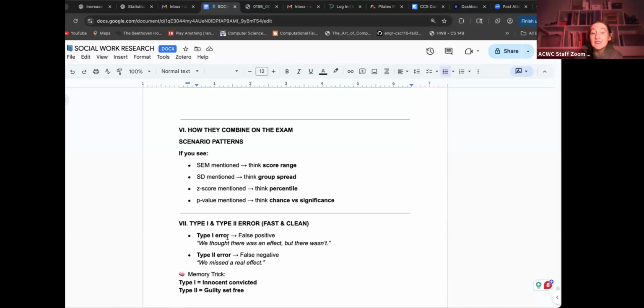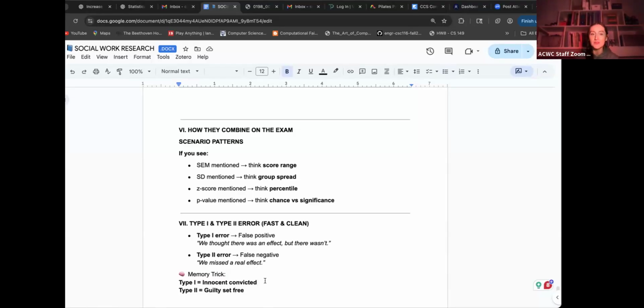Oh, and she does this again too. So y'all must really need to memorize this for your test. The type 1 error, a false positive, and a type 2, a false negative. She says memory trick: type 1, innocent convicted; type 2, guilty set free. It's kind of scary. Okay, right? You know what? I've heard her use those before, the type 1 and type 2.